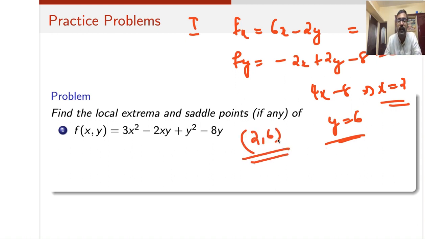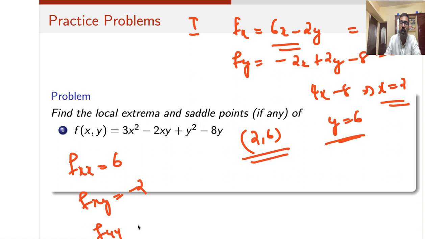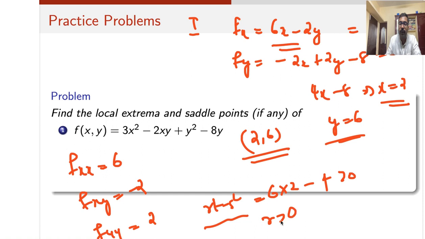I don't know yet whether it's a maximum or minimum. For that I have to find the second derivatives. What are the second derivatives? I have to find fxx. Here fxx is nothing but 6. And fxy is minus 2. And your fyy is 2. So what is rt minus s square? That is 6 into 2 minus 4, which is greater than 0. So a maximum or minimum will exist, and also your r is greater than 0, because r is 6. So this point will be a minimum point. I hope it is clear.